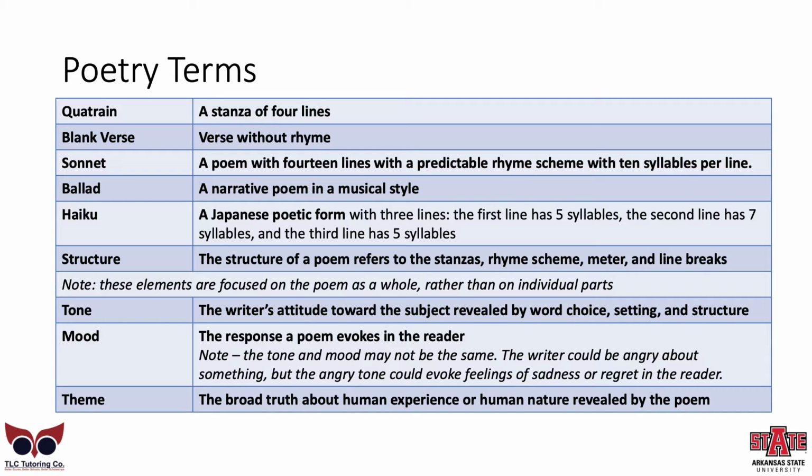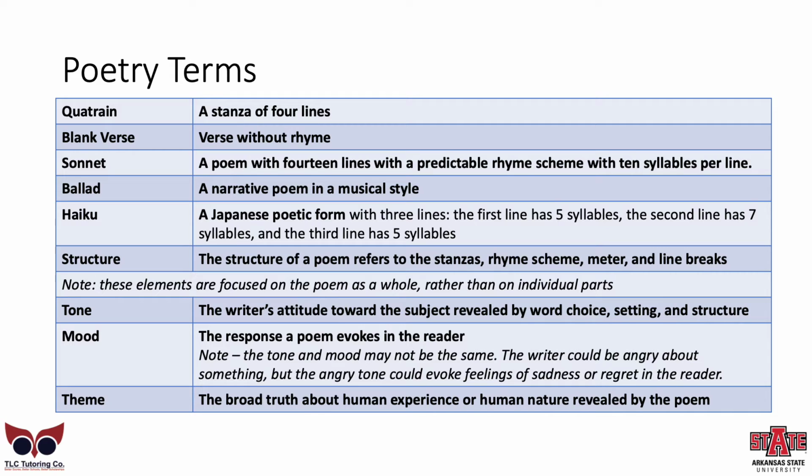When we look at haiku, remember that the numbers are essential. Haiku is a Japanese poetic form with 3 lines. The first line has 5 syllables, the second line has 7 syllables, and the third line has 5 syllables. For this definition, it is absolutely essential that you remember the number of syllables in each line.